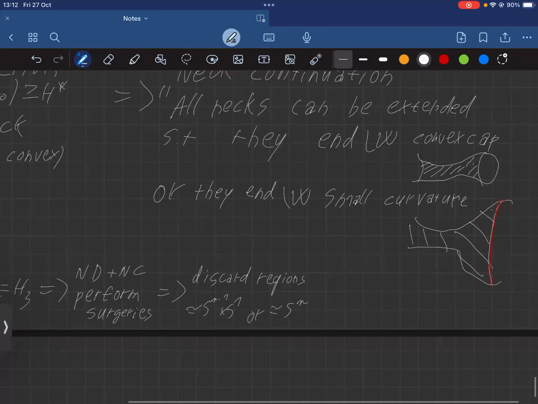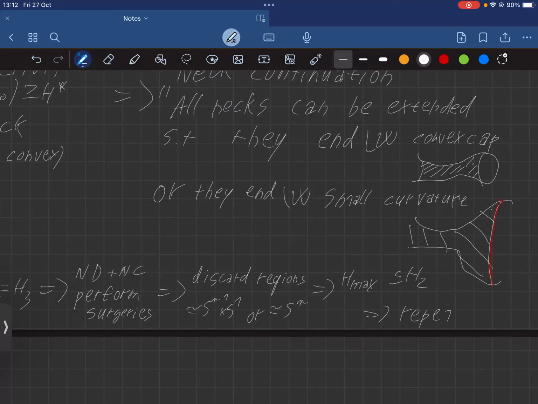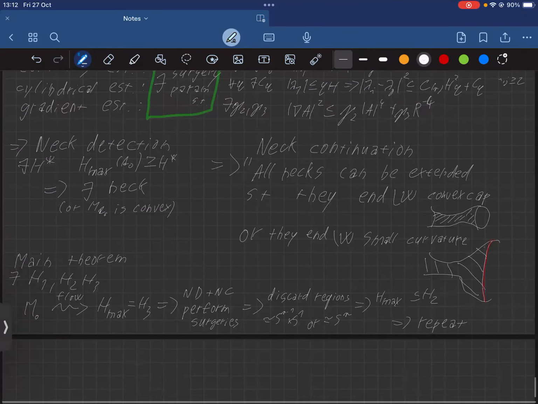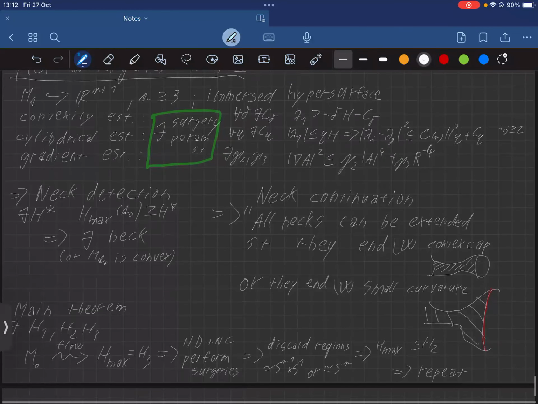Okay, this exactly means we are getting rid of the surfaces which we know how they look. We can get rid of them, and the result of this procedure is that the maximum mean curvature drops below H2, and we can repeat the whole process. Okay, so this is just very roughly the key ideas in the proof that mean curvature flow with surgeries will terminate after a finite amount of time.